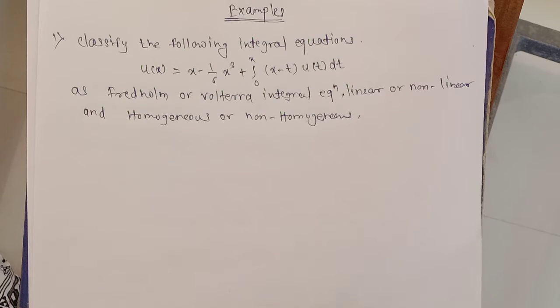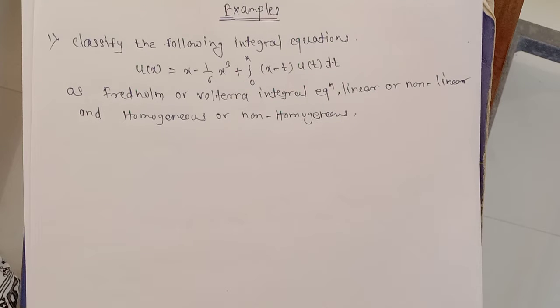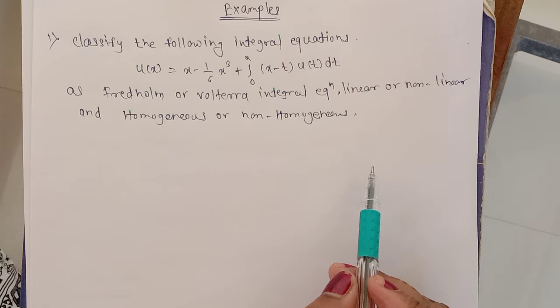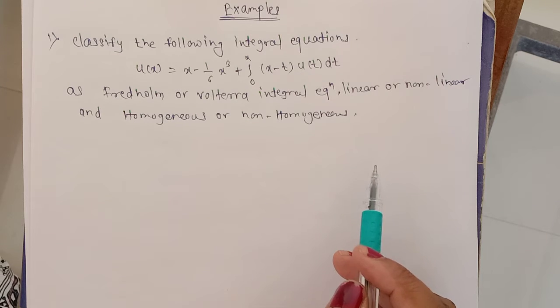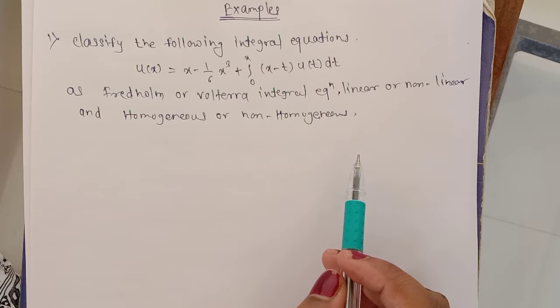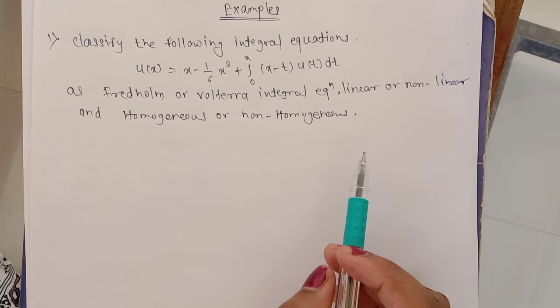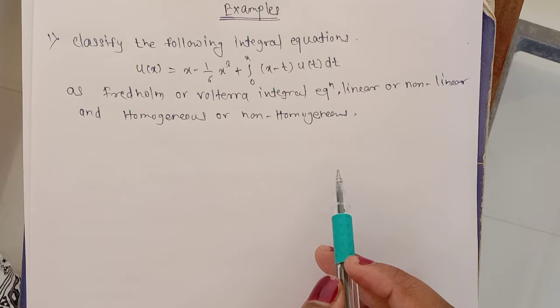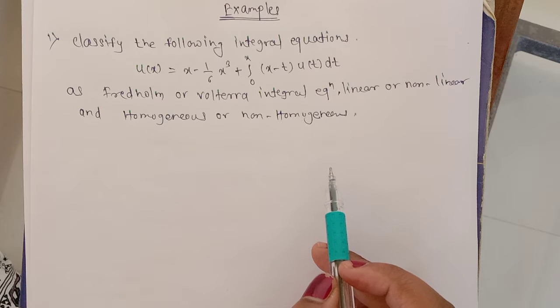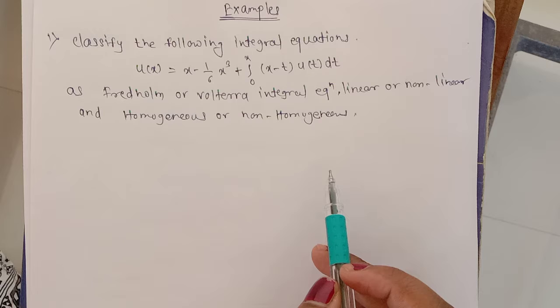Hello students, in the last lecture we discussed the different types of integral equations. There are two main types, Volterra and Fredholm integral equations, and four other types of integral equations. In today's lecture we discuss some examples based on integral equations, that is, how to determine, if we are given an integral equation, whether it is a Fredholm or Volterra integral equation, whether it is linear or non-linear, and whether it is homogeneous or non-homogeneous.